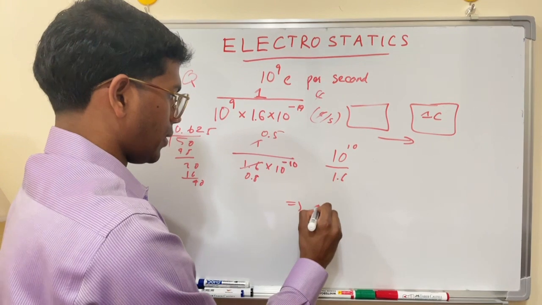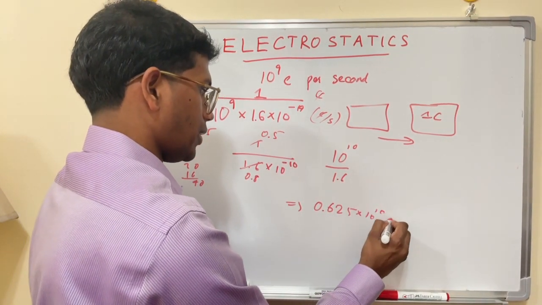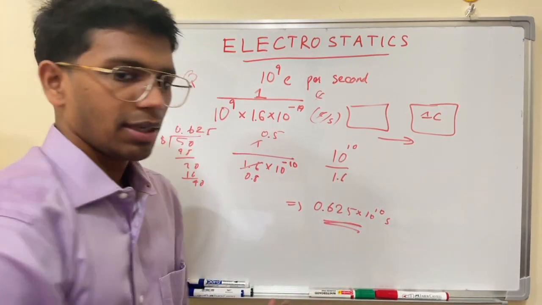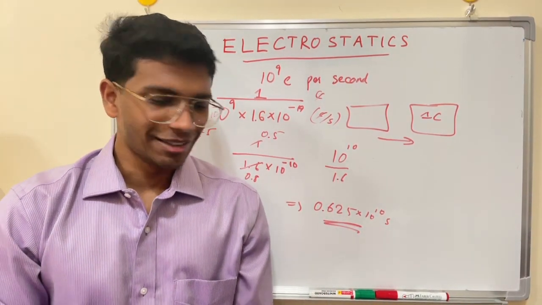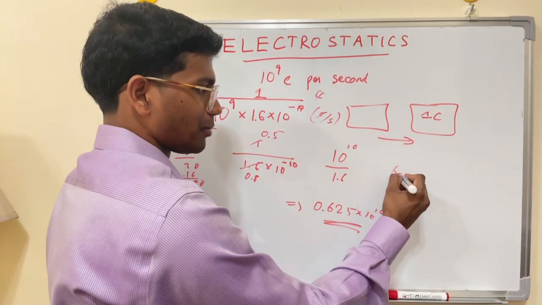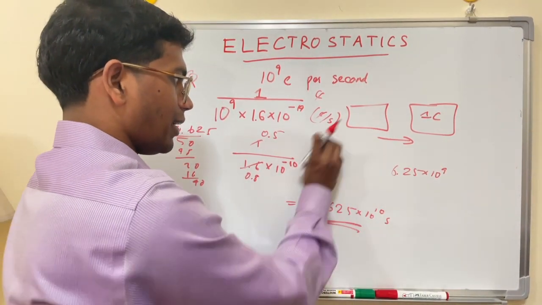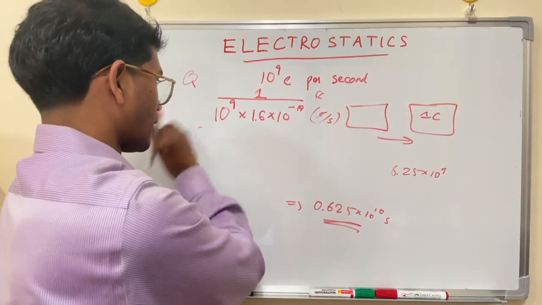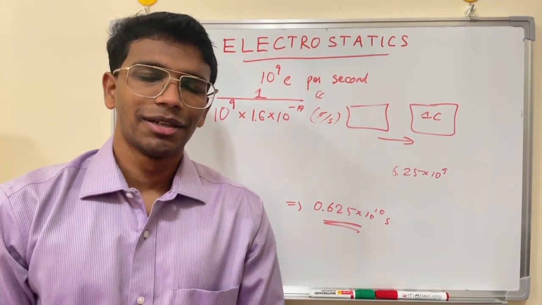So we would have 0.625 into 10 to the 10 seconds. So how much is that, right? It's a big value. So that would be 6.25 into 10 to the 9 seconds, which is again a very big value. So how many seconds are there in an hour, right?